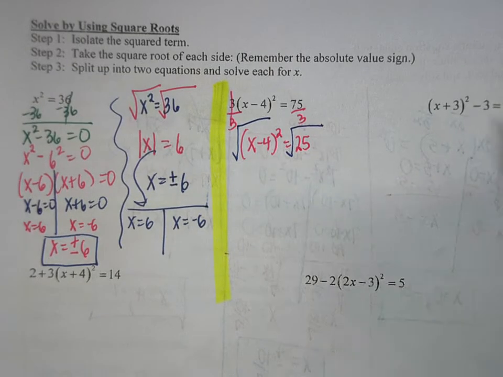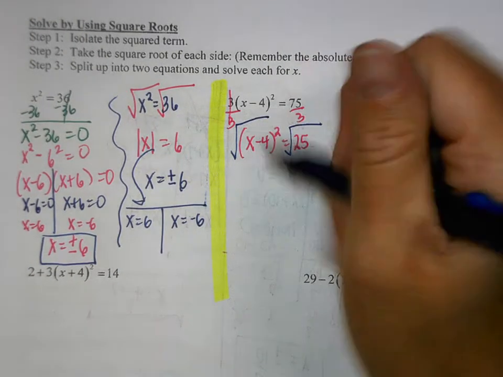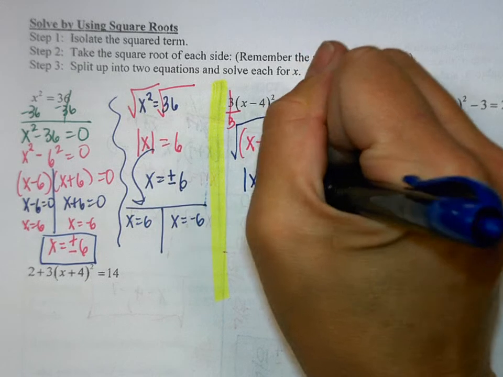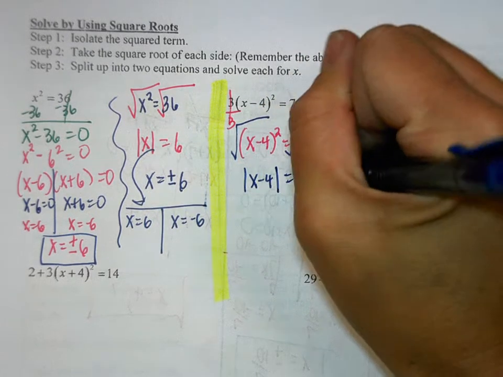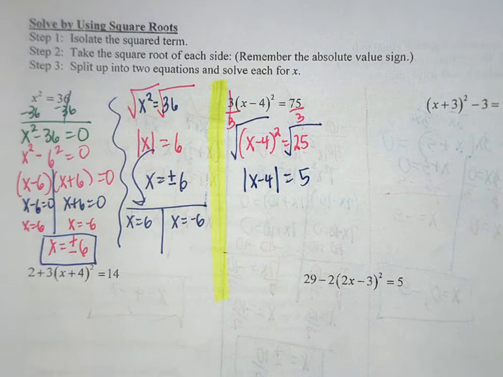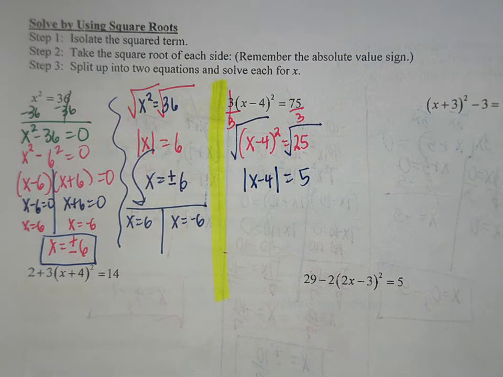So when you take the square root, this part is the absolute value of x minus 4 equals, and what's the square root of 25? 5. Calissa, question. Okay, so can you, like on those ones, can you not subtract the 75?